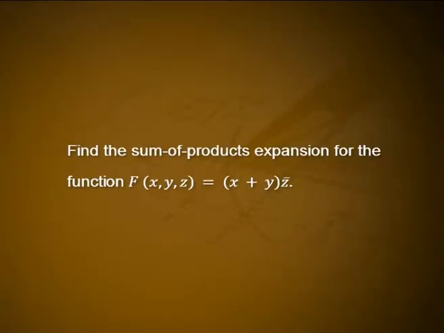The sum of minterms that represents the function is called the sum of products expansion or the disjunctive normal form of the Boolean function. Example 12. Find the sum of products expansion for the function f(x,y,z) = (x + y) z bar. Solution. We will find the sum of products expansion of f(x,y,z) in two ways. First, we will use Boolean identities to expand the product and simplify.